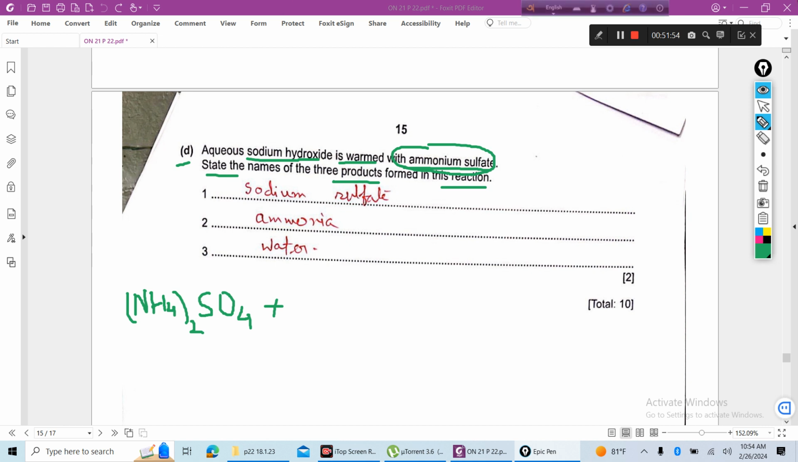If you add sodium hydroxide, you will get 3 products: salt, sodium sulfate, plus ammonia plus water. 3 products you will get.